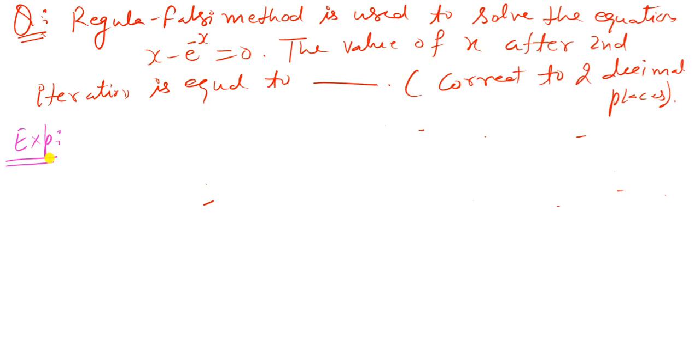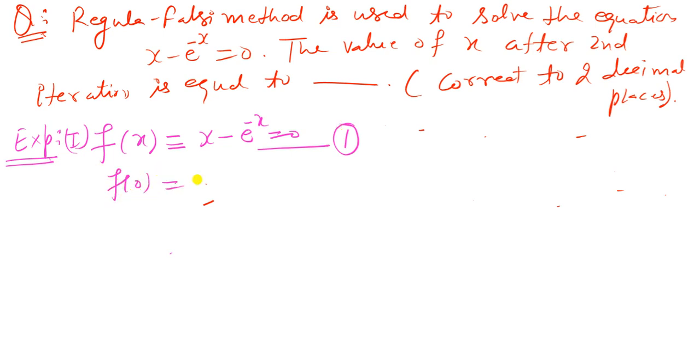So here first of all consider the function, that is in step 1 let f of x is equal to x minus e raised to the power minus x is equal to 0. Say this is equation 1. Now using the intermediate value theorem, find an interval where the value of x lies. So first put x is equal to 0. So f of 0 is 0 minus e raised to the power minus 0. So this is minus 1, which is less than 0.